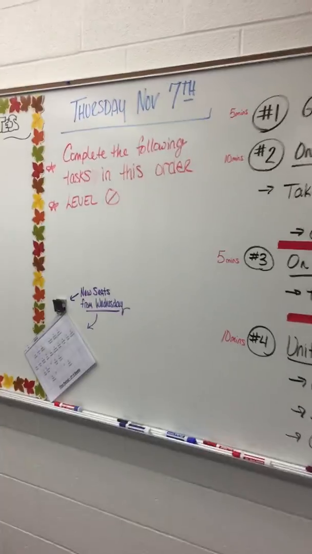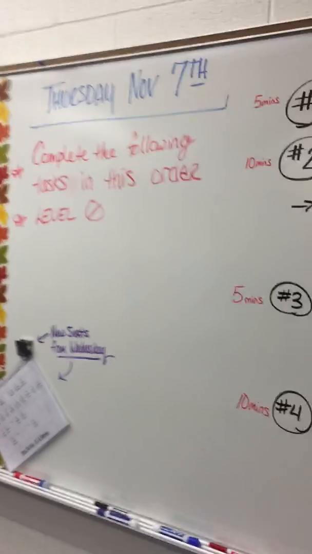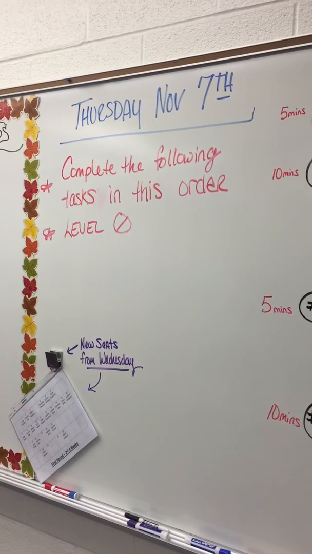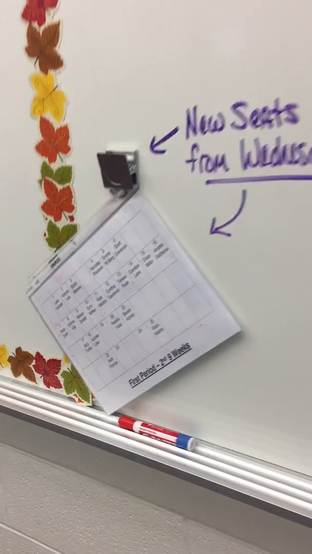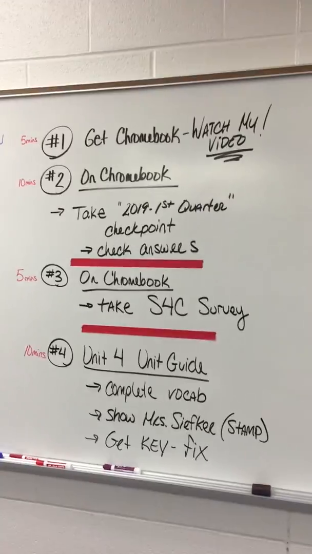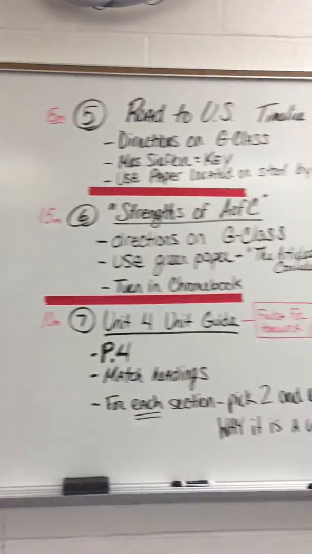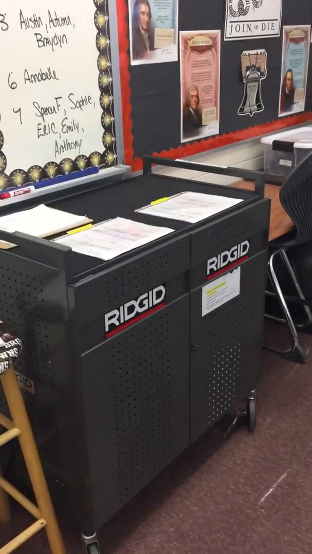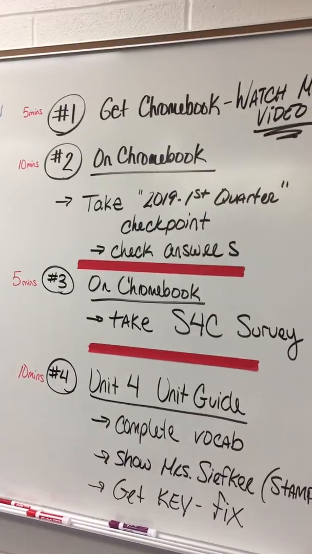Okay, enough of George Washington. Make sure that you're following these tasks in order. Make sure that you are at level 0. New seats, you shouldn't need them because you're already in your spot. We're going to go through each step of the process and make sure that you are good. The first thing will be get your Chromebook. Obviously then, you'll go to the Chromebook and do the following.